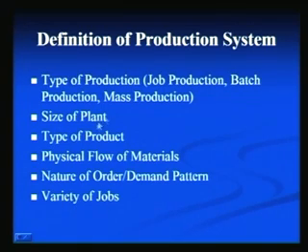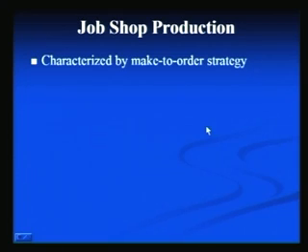First of all, now I will talk about the job shop type of production system. These systems are characterized by make to order strategy. That means, we manufacture products only after getting the order from the customer. So, we do not keep these products in the organization as inventory. So, they are not stock for the supply to the customers.